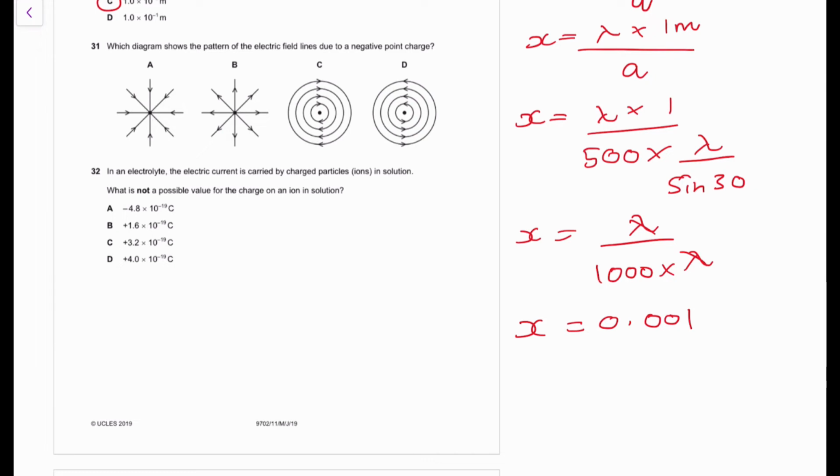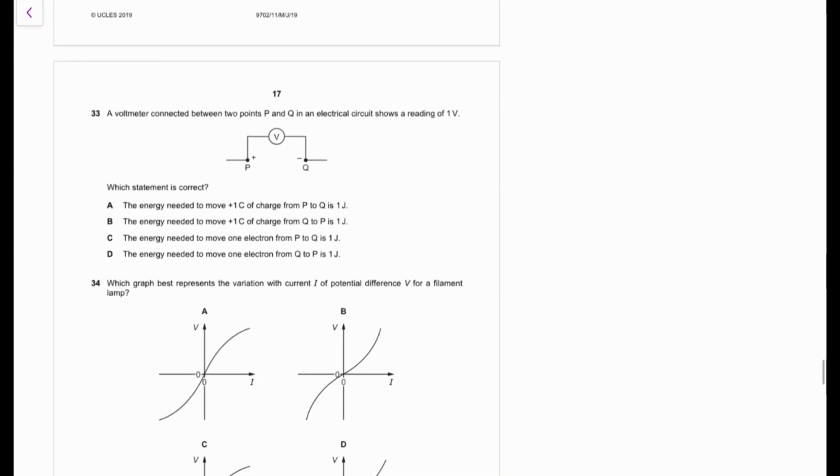Question 31 is a question about electric fields. We don't cover them, so we won't be answering that. Question 32 is also a question on electric fields, and again, we will not be covering that. Move on to question 33.